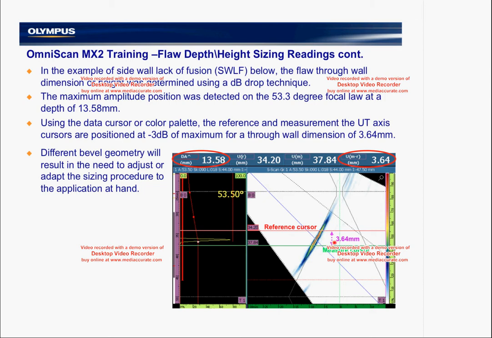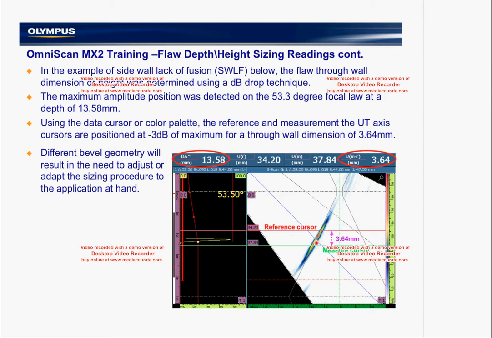And this is best done if it's procedural. It's in your technique sheet, it's in your procedure. Very rarely do the codes actually tell us how they want flaws sized. It's dependent on the individual job or the company procedure to do that.